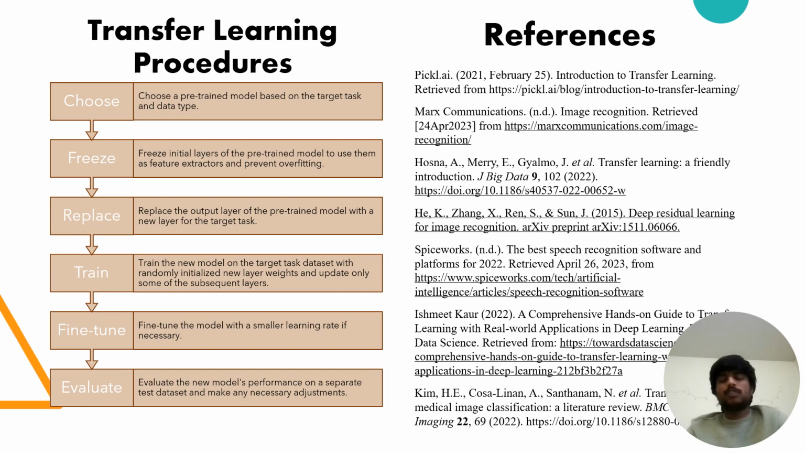How is the procedure of transfer learning performed? First, we choose a pre-trained model based on the target task and data type. Then we freeze the initial layers of the pre-trained model to use them as feature extractors and prevent overfitting. Then we replace the outer layer of the pre-trained model with a new layer for the target task. Then we train the new model on the target task dataset with randomly initialized new layer weights and update only some of the subsequent layers. Then we fine tune the model with a small learning rate if necessary. At last, we evaluate the new model's performance on a separate test dataset and make any necessary adjustments. These are some of the references where I have taken information as well as images.